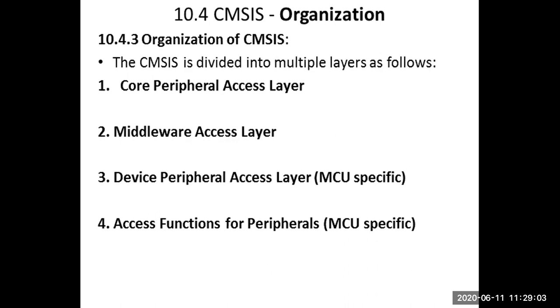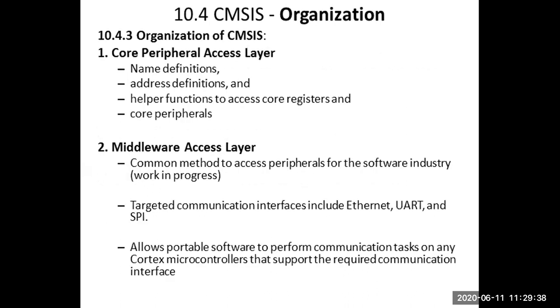One is the core peripheral access layer. Second, the middleware access layer. Third and fourth are with respect to MCU. MCU is nothing but microcontroller units, it may be a Cortex M0, Cortex M1. Third is the device peripheral access layer. Fourth one is access functions for peripherals. This is how they are organized one by one: first core, next middleware, next device peripheral, then access functions. We will see one by one.